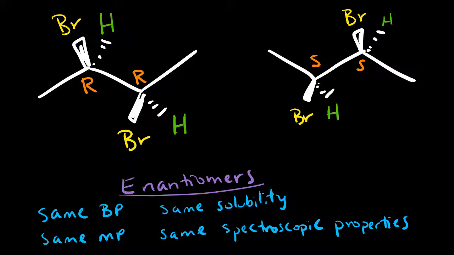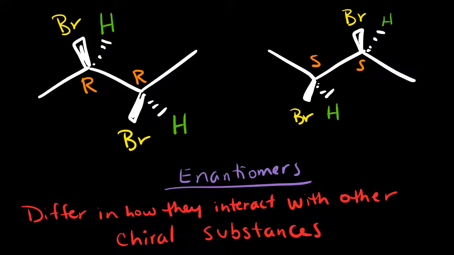Now we need to talk about the physical properties of stereoisomers and how they compare. A pair of enantiomers are going to have the exact same boiling points, melting points, and solubility. And if you were to take an IR spectrum or an NMR spectrum, they would look identical. The only time that enantiomers exhibit different physical properties is when they are interacting with another chiral substance.